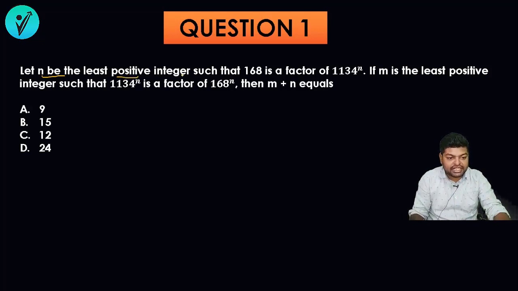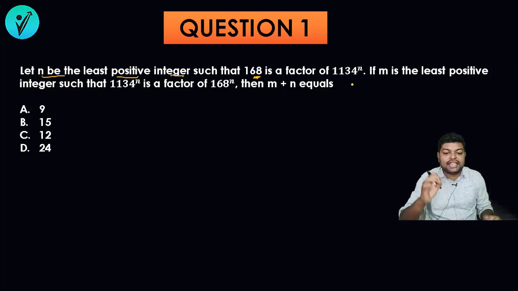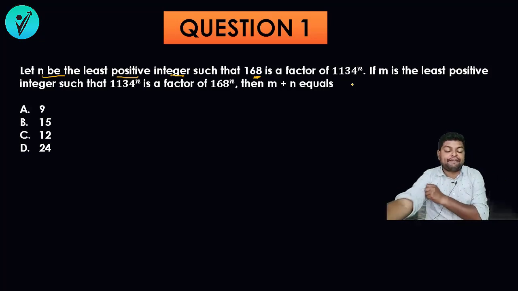These are the important keywords that we have to keep in mind, such that 168 is a factor of this number. So when I am saying that 168 is a factor of 1134 to the power of n, what I'm trying to say is that 168 should completely divide 1134 raised to the power of n. So to check whether 168 will completely divide it or not, let's factorize both the numbers.